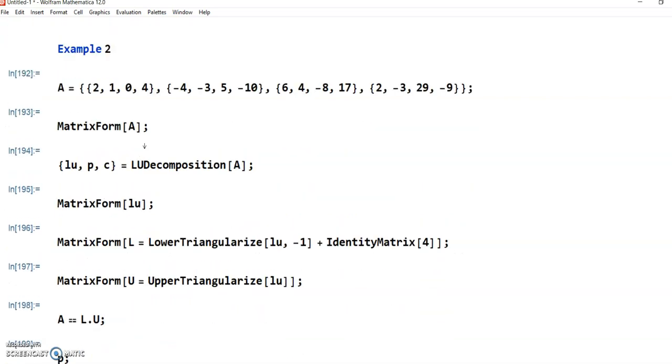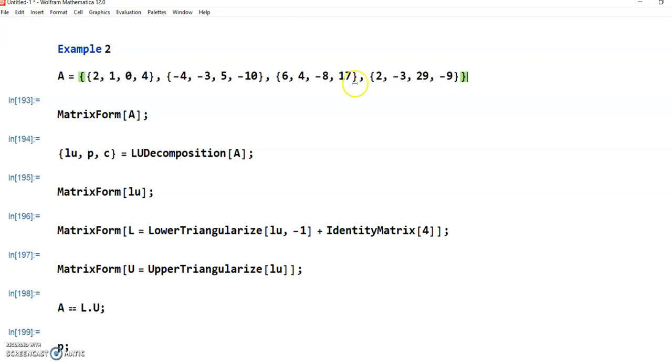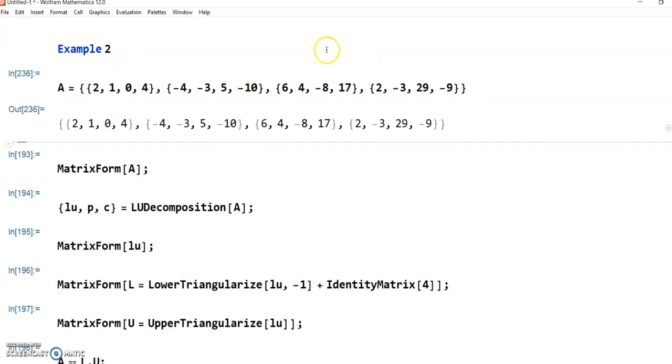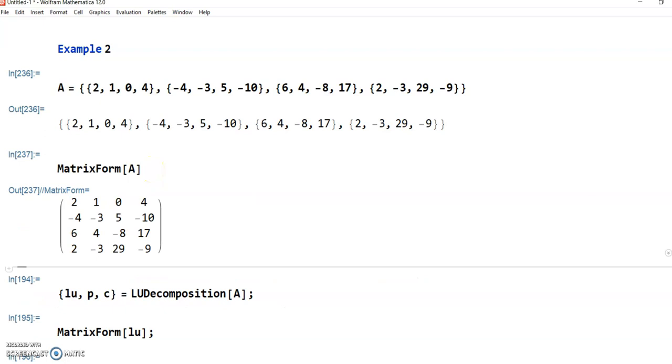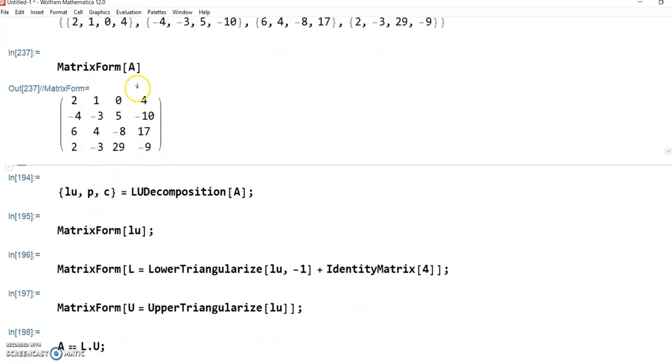Okay, so let's look at one more example. In this case, again we are going to find the LU decomposition, but now I have chosen a 4 by 4 matrix, and I have already explained how we can represent the matrices in the curly bracket format. So this is a 4 by 4 matrix, and this is its list form, and its matrix form we can represent like this. So first we input the matrix elements in the list form, and then we can convert it into its matrix form.